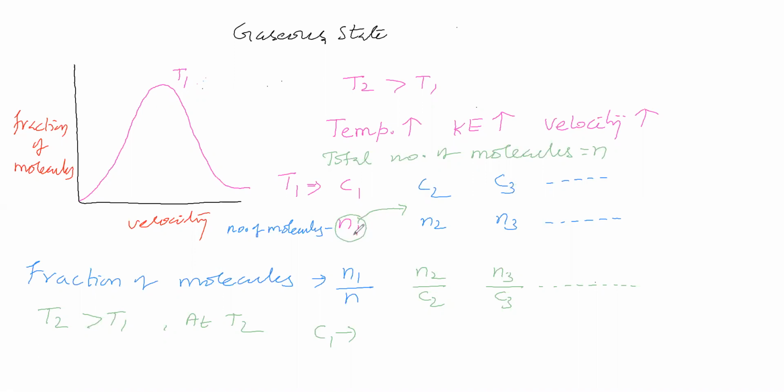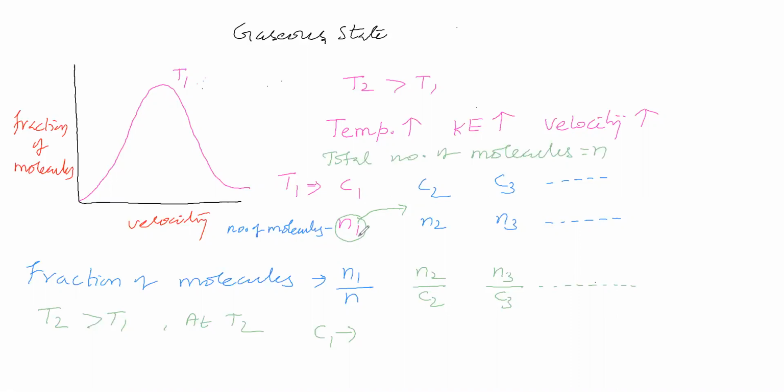Due to collision, some of the molecules will lose kinetic energy. Their velocity decreases, so they will come back to the lower velocity side. That possibility is also there. But which possibility is higher? When you are supplying heat, moving towards the higher velocity side is dominating when compared to moving towards the lower velocity side. Anyhow, at lower velocity also molecules will be there.